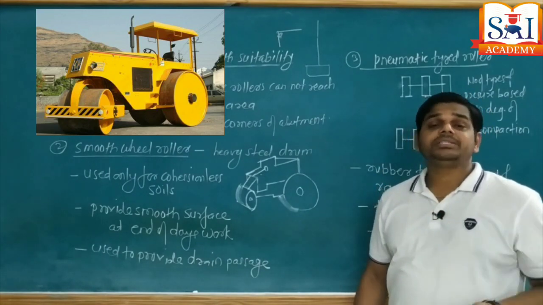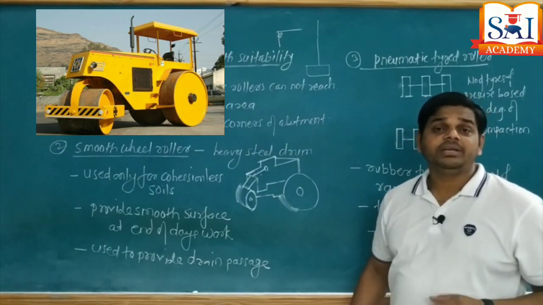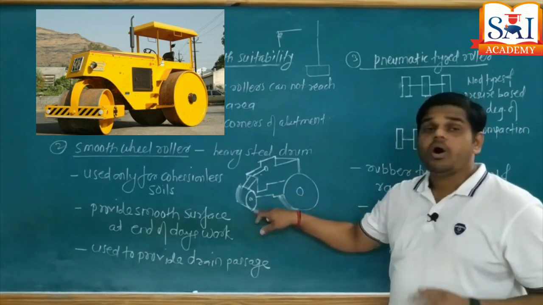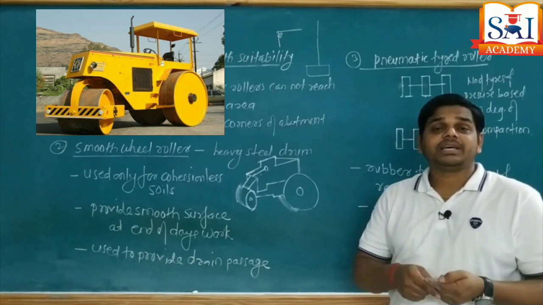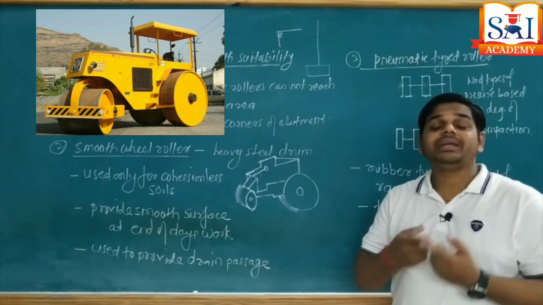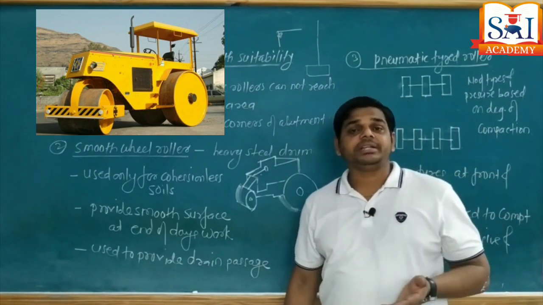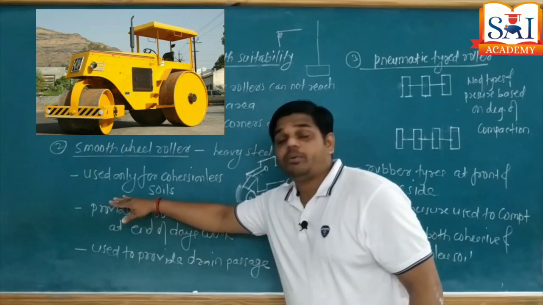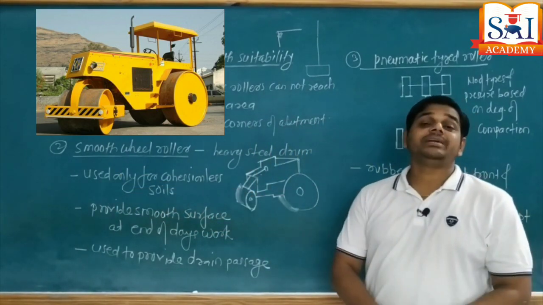If you want to increase the load capacity of both wheels, front and back side, we can either fill dry sand inside the drum or we can fill water inside the drum. By filling dry sand, its weight increases. As weight increases, compaction energy increases. As compaction energy increases, the degree of compaction increases. So, the most important sentence, underline it with a different color pen: it is used only for cohesionless soil.